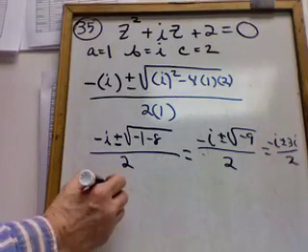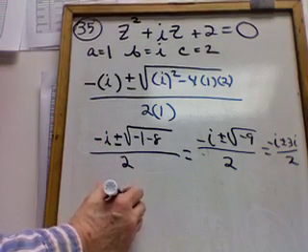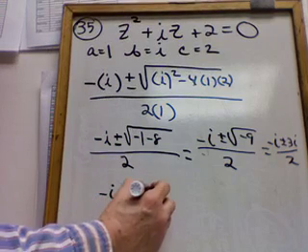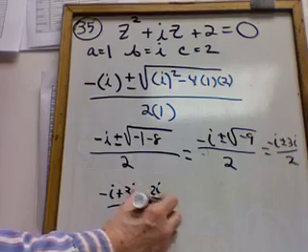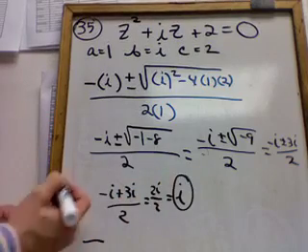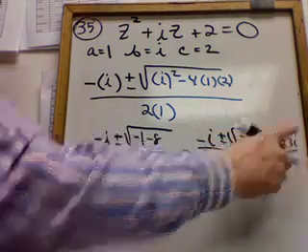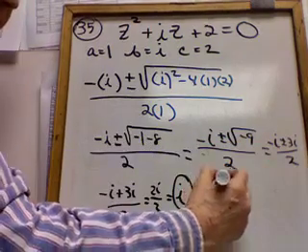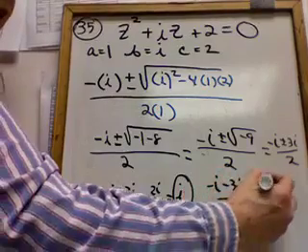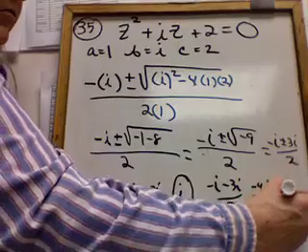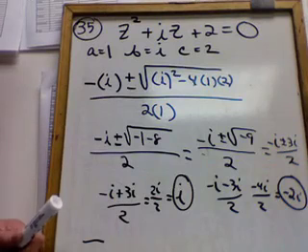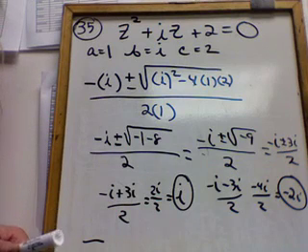So that gives us two answers. Minus i plus 3i all over 2, which is 2i over 2, which is i. There's one answer. All right, and let's do the other part. Minus i minus 3i all over 2, minus 4i over 2, minus 2i. So there we go. You should be able to solve these again. You should try it again.